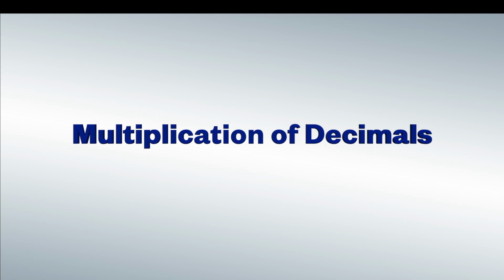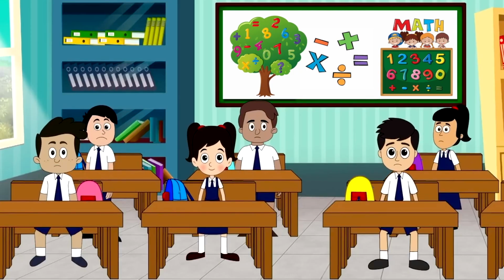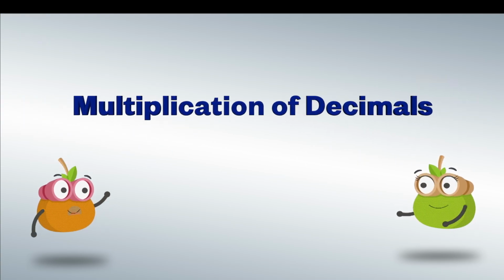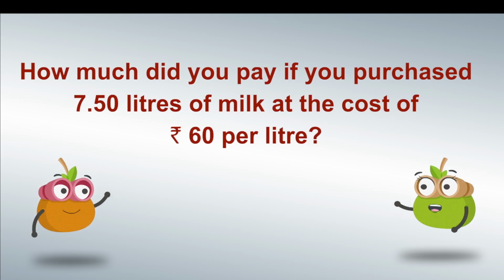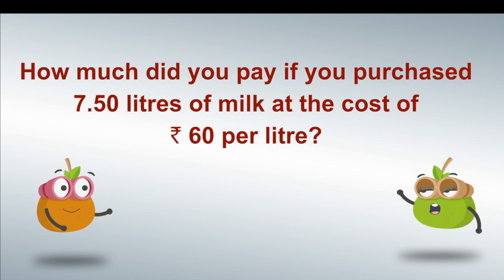Multiplication of decimals. If we know the cost of one item, how can we find the cost of many items? Whoopi, we can find the cost of many by multiplying the cost of one item by the number of items. Let's see the given example. How much did you pay if you purchased 7.50 liters of milk at the cost of Rs 60 per liter? It's simpler than you might think.